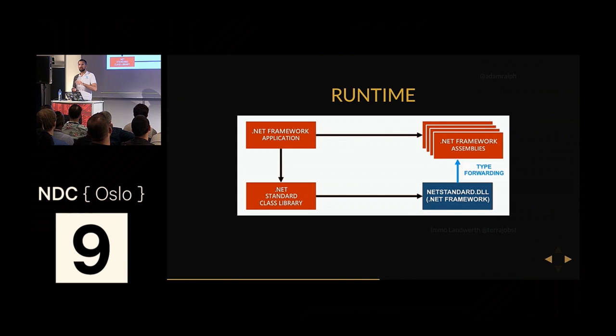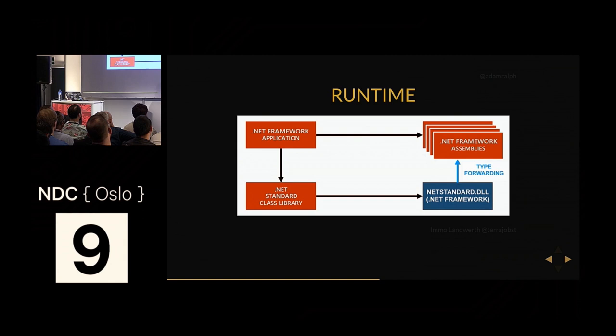So what happens at runtime is the CLR looks at the .NET Standard library. The .NET Standard class library is pointing to netstandard.dll. This is not the netstandard.dll that was in the previous diagram. This is the netstandard.dll that ships with the .NET Framework. It's another netstandard.dll. All the type and method definitions are the same, but this assembly is different. This assembly uses type forwarding.